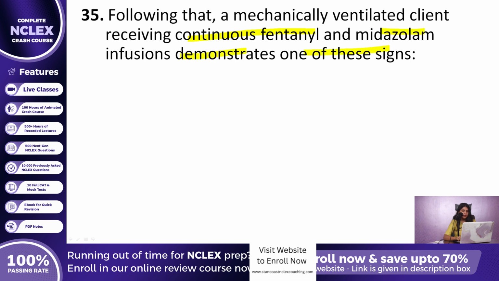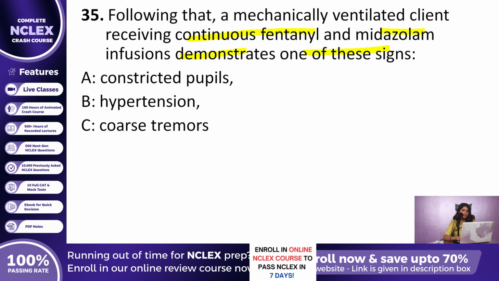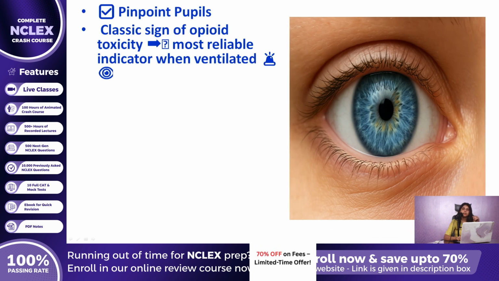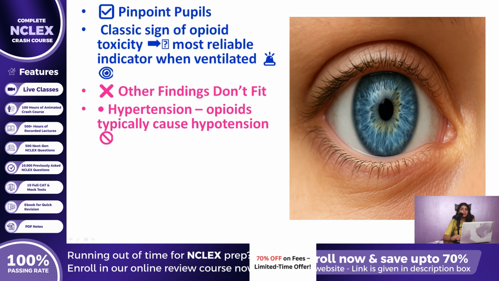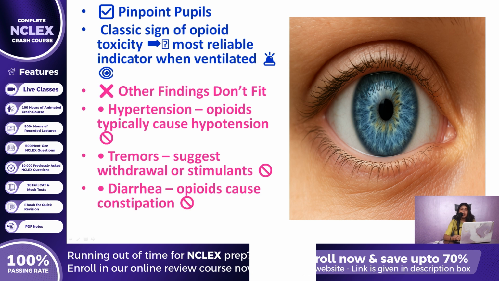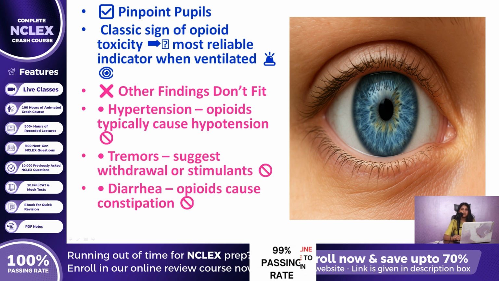A. Constricted pupils, B. Hypertension, C. Coarse tremors, or D. Diarrhea. Pinpoint pupils, option A, are the hallmark of opioid toxicity. Respiratory depression may be masked by the ventilator, making meiosis the most reliable indicator. Hypertension is atypical. Opioids usually cause hypotension. Tremors suggest withdrawal or stimulant use, and diarrhea contradicts opioids' constipating effect.